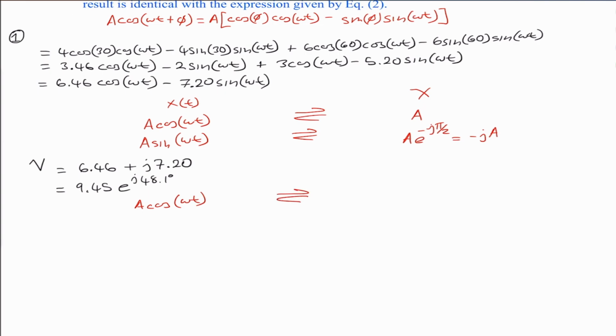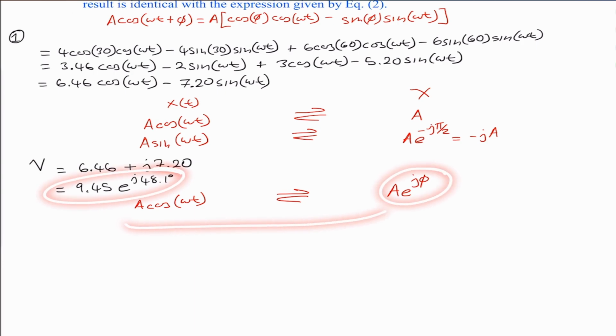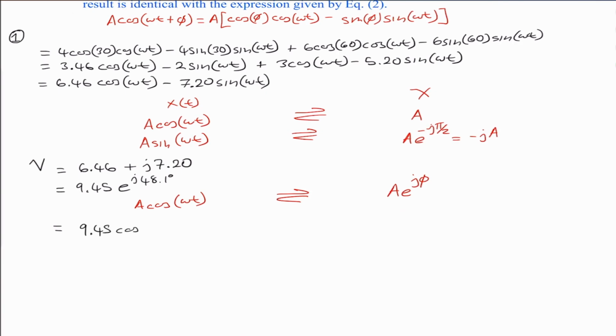And then we can go to the phasor domain by taking a, the magnitude of the signal in the time domain, times the complex exponential e to the j phi. So now we're in the phasor domain. All we have to do is go to the time domain by using that property. So that means a is 9.45, and that's times cosine omega t with a positive angle of 48.1 degrees. So that is v of t.